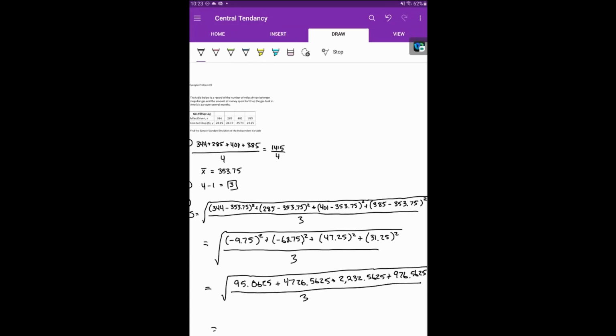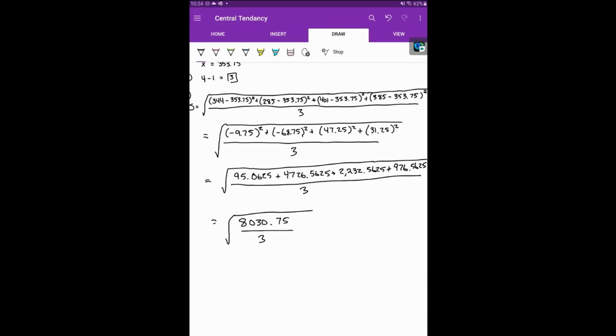Now we get to add up all those numbers on the top. 95.0625 plus 4,726.5625, 2,232.5625, and 976.5625. So the top part of our fraction has a total of 8,030.75, still divided by 3 inside that square root.